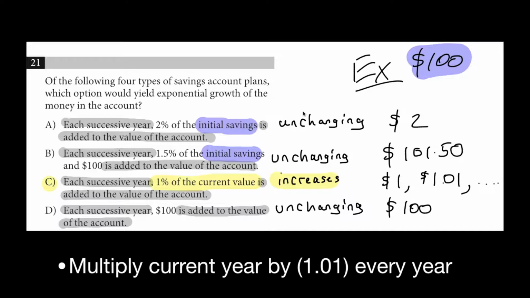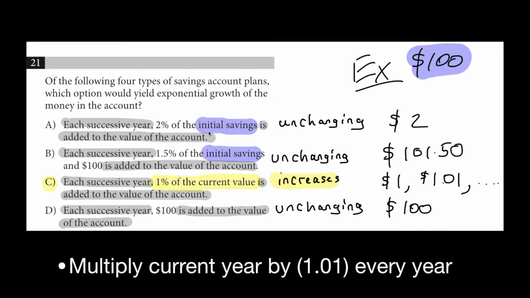And so really what you need to do is figure out, you have to read these, and I've grayed out all the words that are identical in each of them. Like it says in each of the answer choices, it says each successive year, something is added to the value of the account. So really you have to distinguish them.